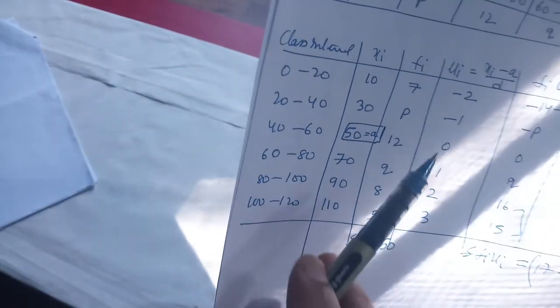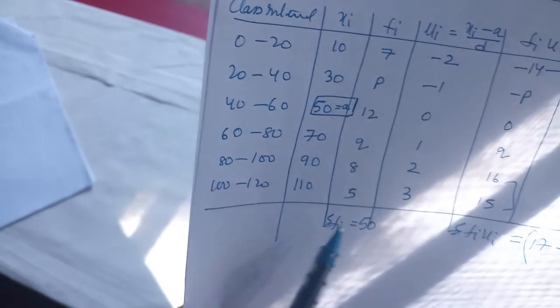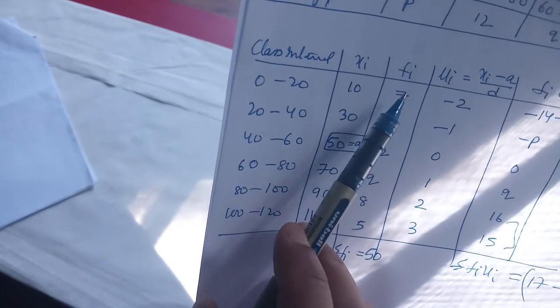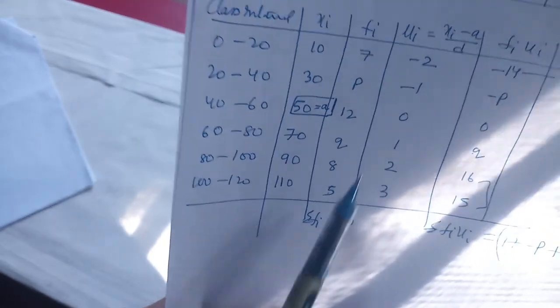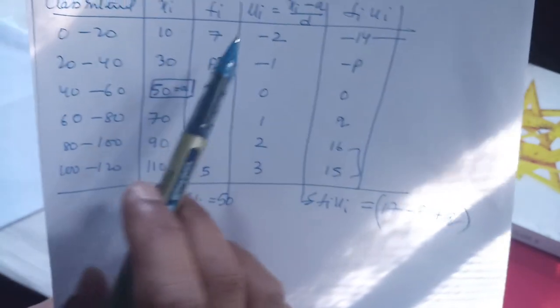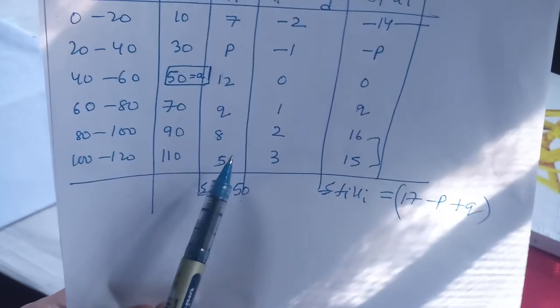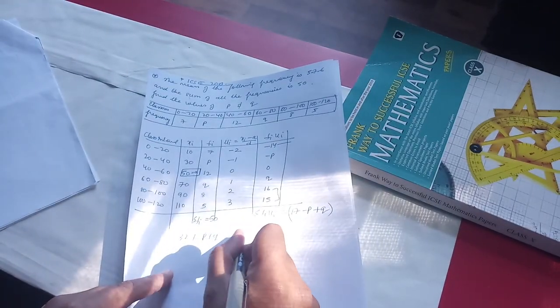Now let us go to the summation fi. Can you add this separately, and what will be the total? Total will be 50. Yes or no? So just see this. Summation fi, if you add all this, the total is equal to 50. So let us add this. How much will you get? If you add this, 7 plus 12 plus 8 plus 5: 20, 25, 32. You will get 32 plus P plus Q. 32 plus P plus Q is equal to 50.